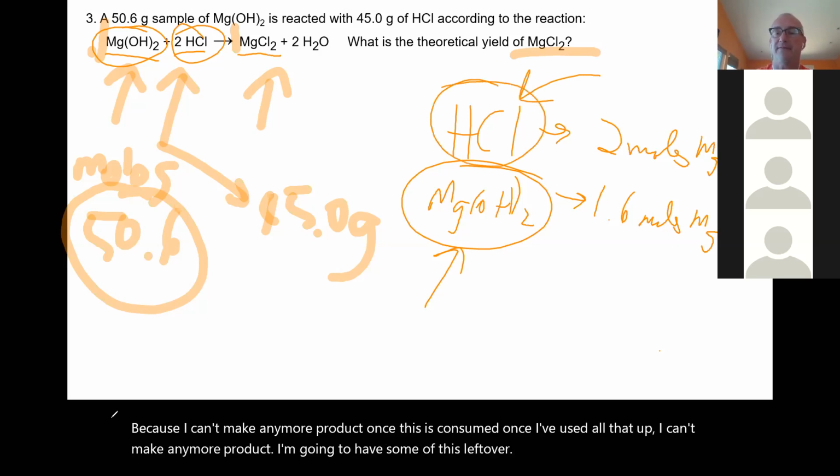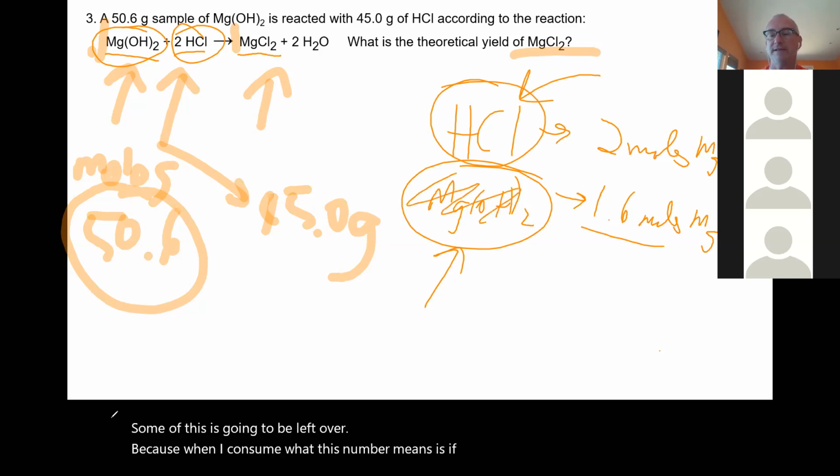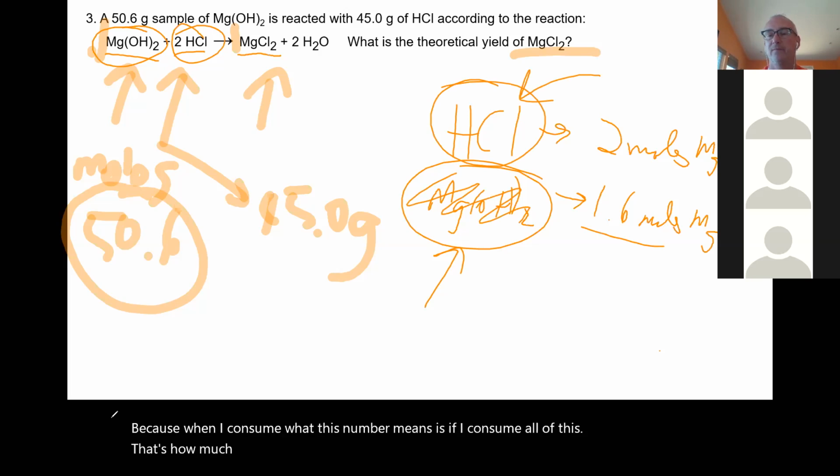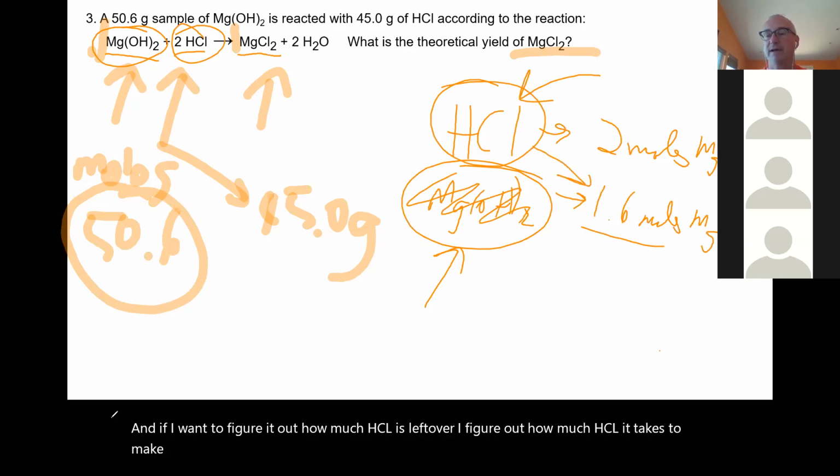Some of this is going to be left over, because what this number means is if I consume all of this, that's how much product I make. It means I've got some HCl left over. If I want to figure out how much HCl is left over, I figure out how much HCl it takes to make 1.6 moles of product, and then how much is left over.